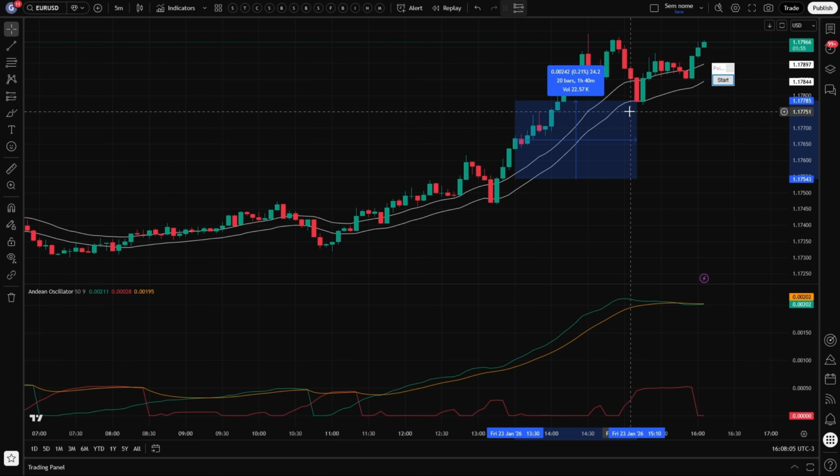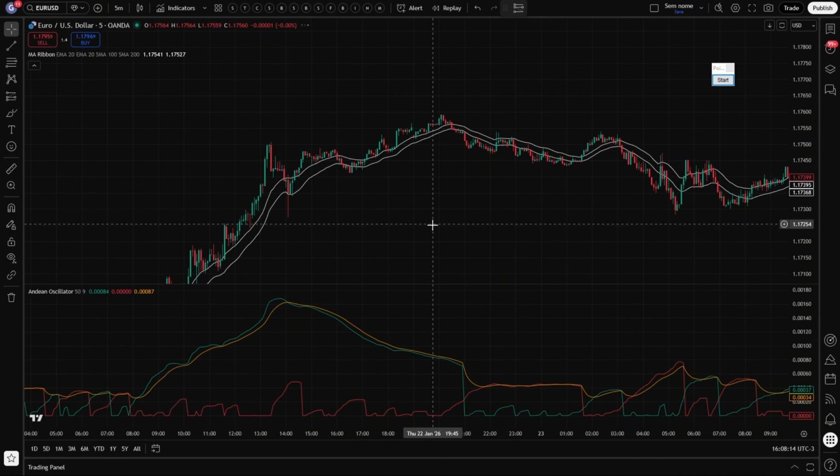This means I risked 0.07 and I got a profit that was 3 times greater than my initial risk. That's an excellent risk-reward ratio for a scalping strategy.